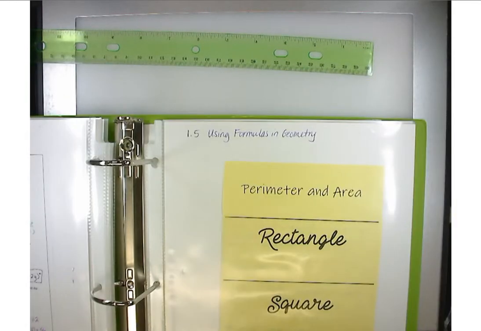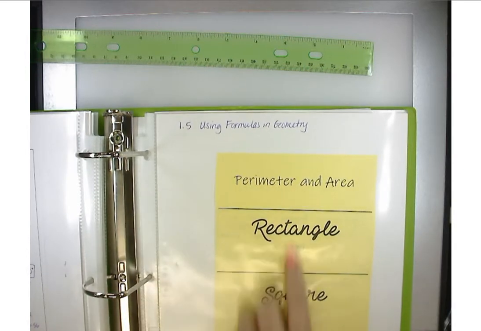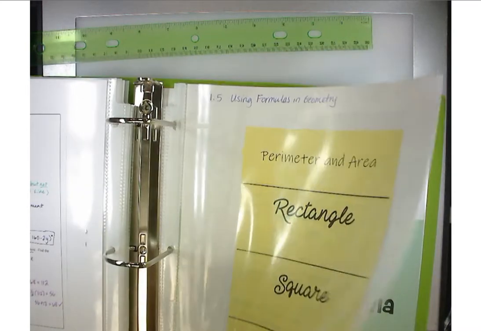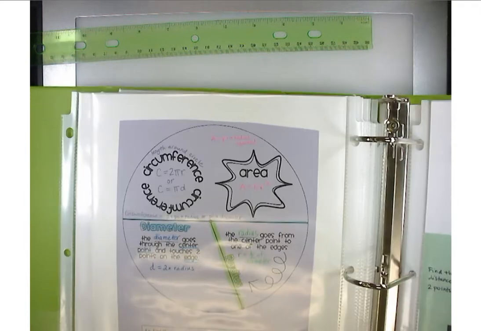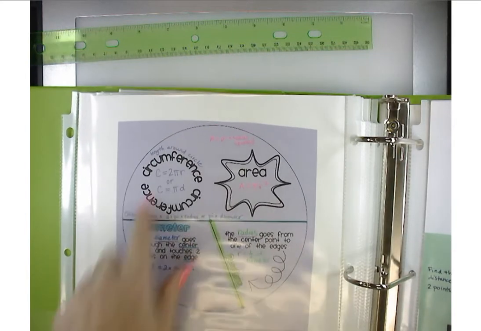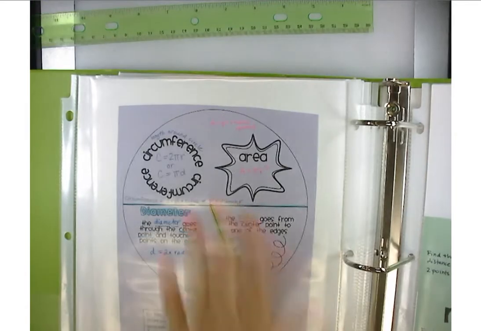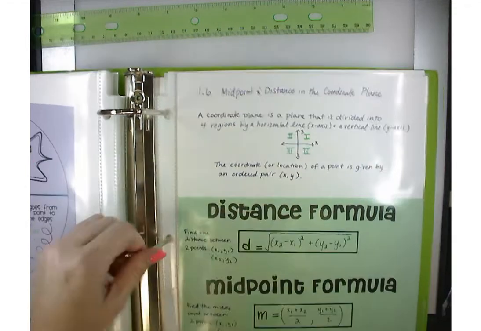And then 1.5, you should have perimeter and area foldable. And then on the back of that, we have our circle, circumference, area, and then our example. And if you put this on a new page, not on the back, that's fine. If you put all of yours on new pages, that's fine too.